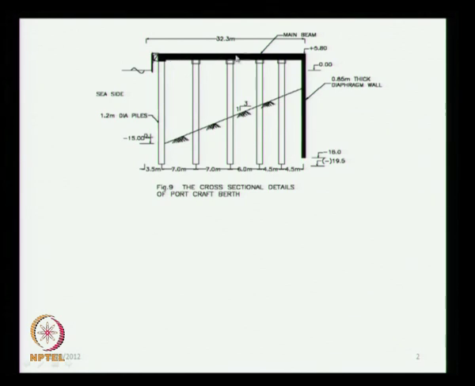Then we have the deck superstructure, then the fenders, bollards, that is the third section. Dredging and stone pitching is the fourth section. These are the four sections under which we will be giving the rates for ports.